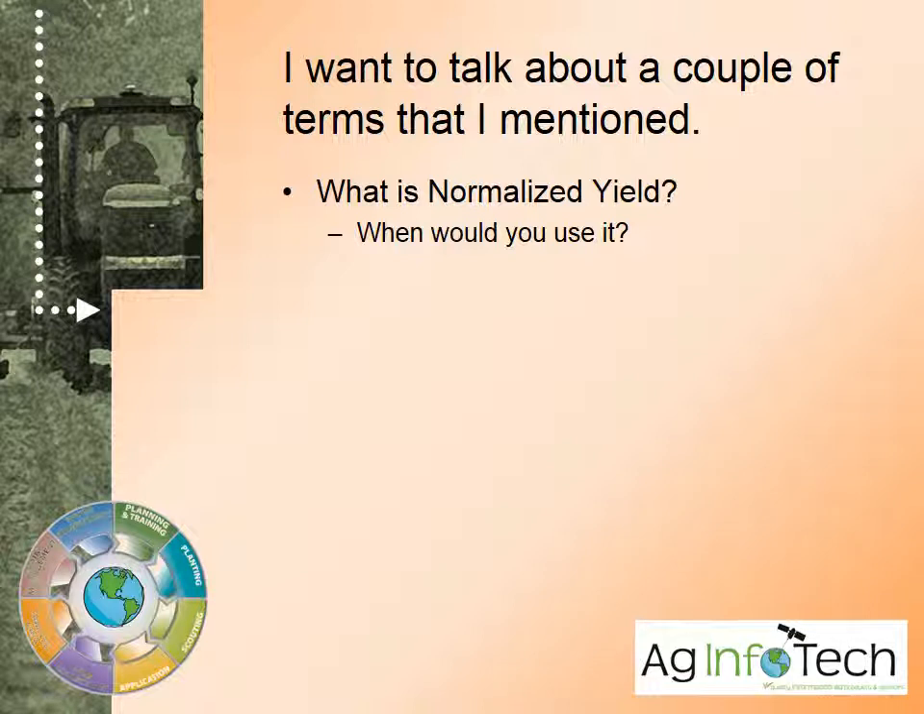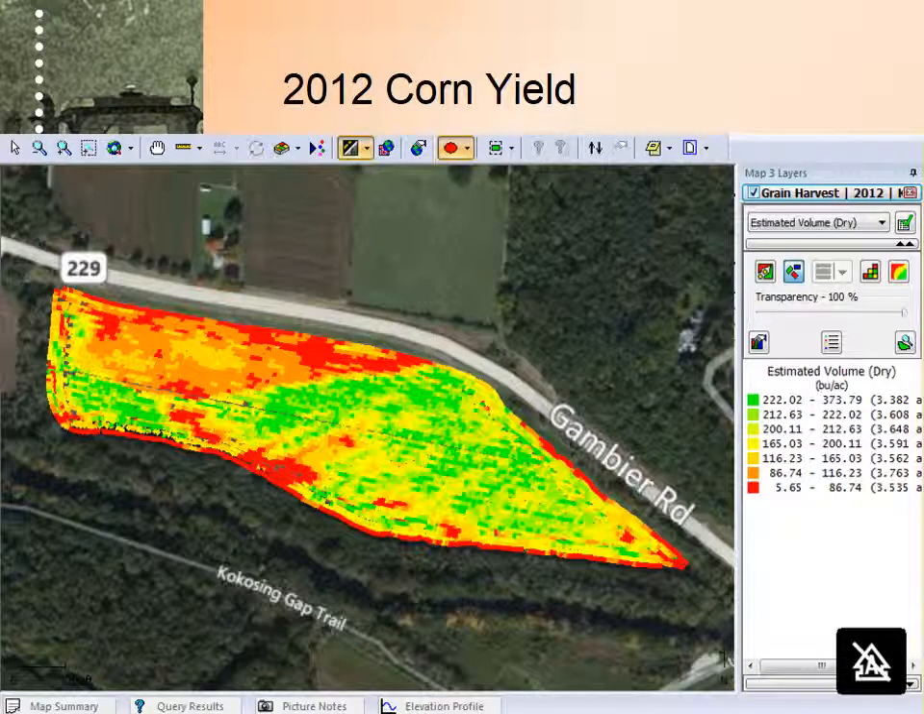So I wanted to talk about a couple of the terms that I had mentioned. One is normalized data. What is it, and when would you use it? So this is an example of one of the fields that I farm. The green areas are 222 bushels and above. The red areas are 86 bushels and above. And if you'll notice, there's just a complete line right there where there's a gravel ridge.